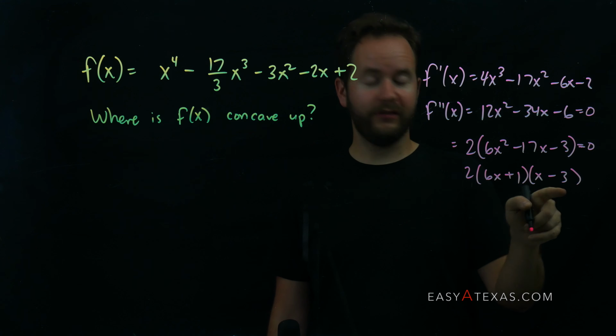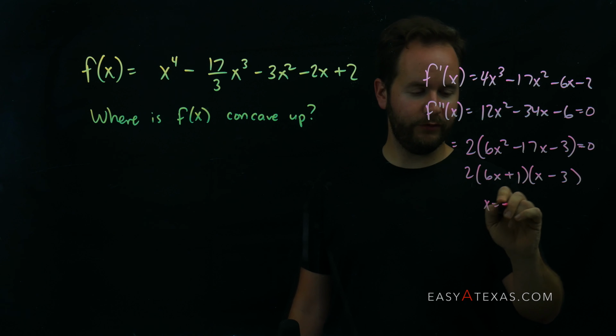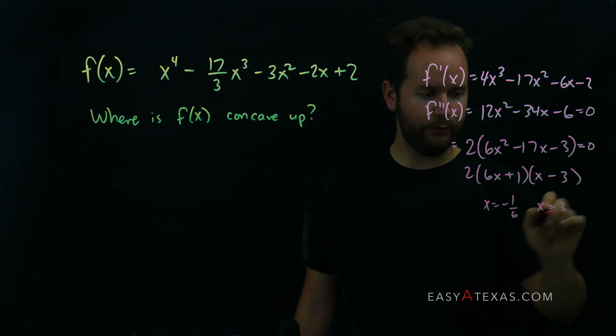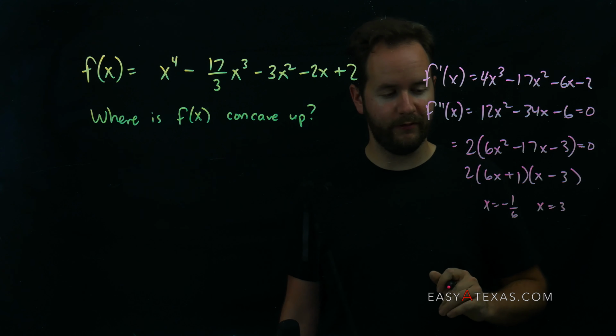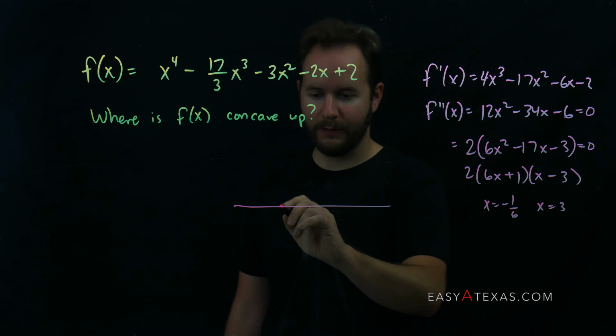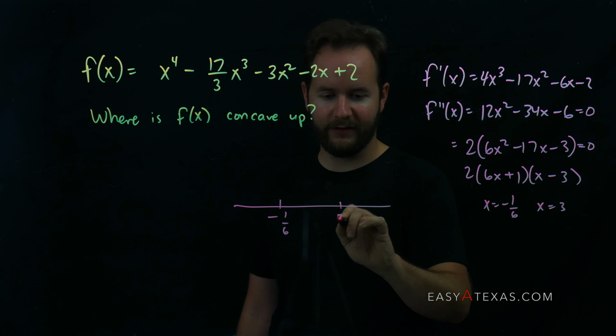Okay, what values of x cause this to equal 0? That would be x equals negative 1/6 and x equals 3. Now that I have these two values of x, those are my points of inflection. Those cause the second derivative to equal 0. I'm going to draw a number line and put down negative 1/6 and x equals 3.